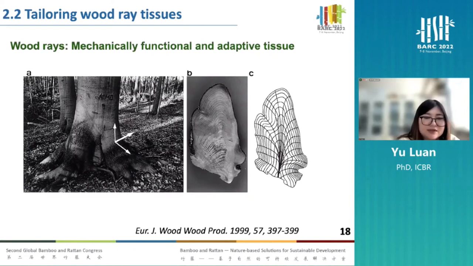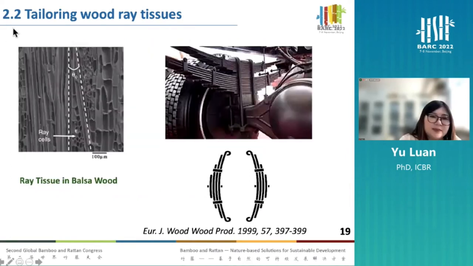Supramolecular structure can also adjust the wood. The wood ray tissue also has a mechanical function. It is a very important adaptive organization on the cross-section of the whole wood. And it is also one of the main reasons for the compressive strength of the whole section.